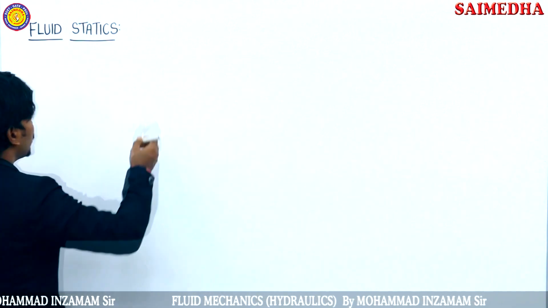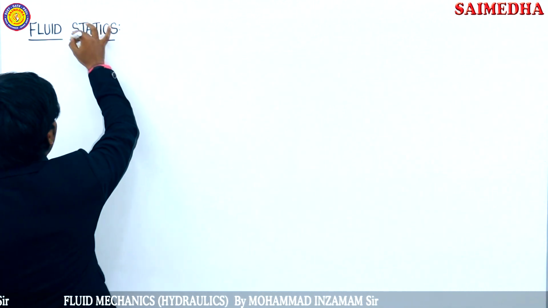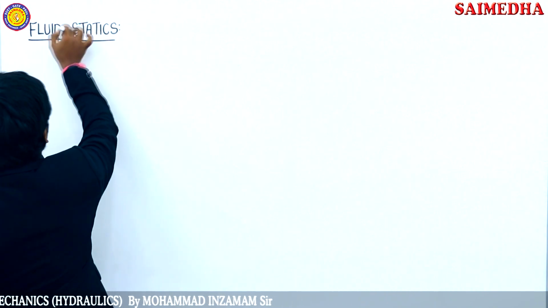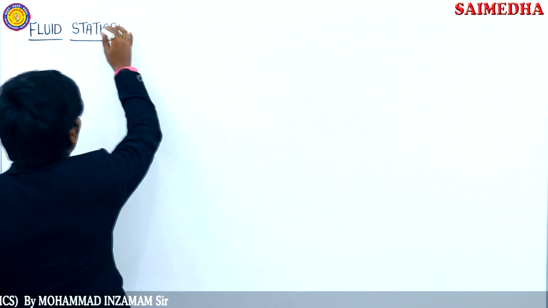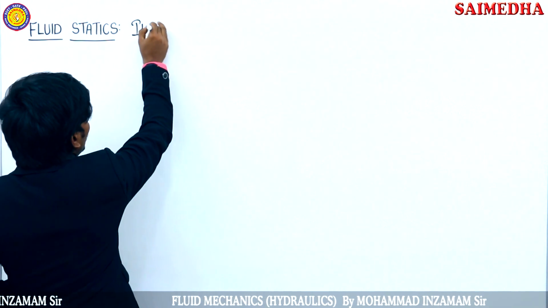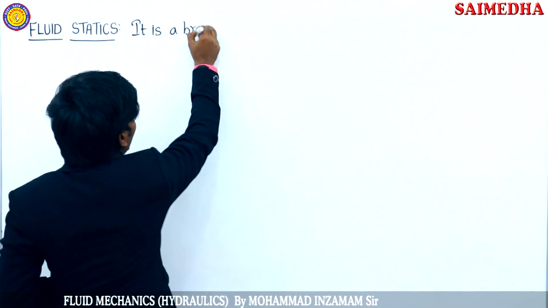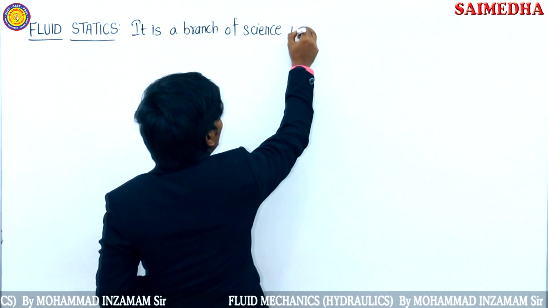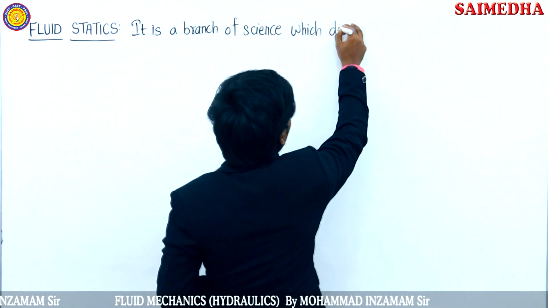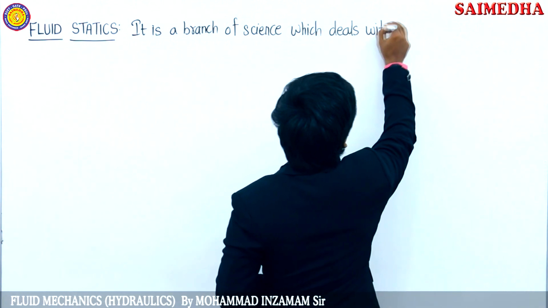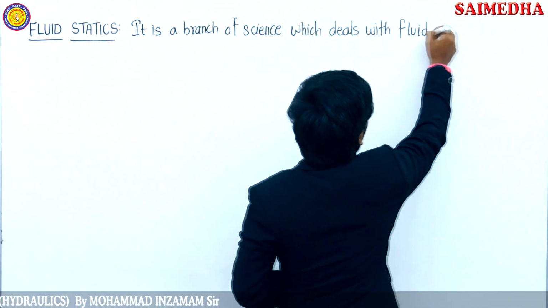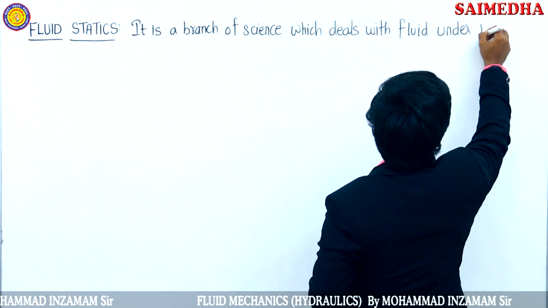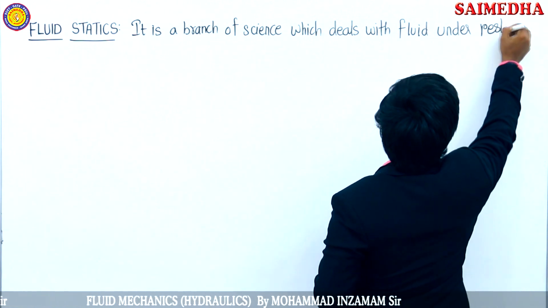Let's start with the first science, guys, that is fluid statics introduction. What is the meaning of fluid statics, guys? First of all, it is static. Static means rest. Fluid is a working medium. So fluid statics is a branch of science which deals with fluid. What is the condition of the fluid? It is under rest, not motion, because static is under rest, guys.